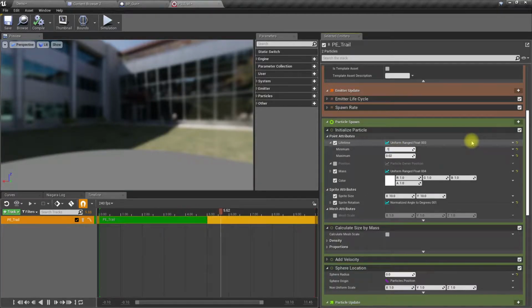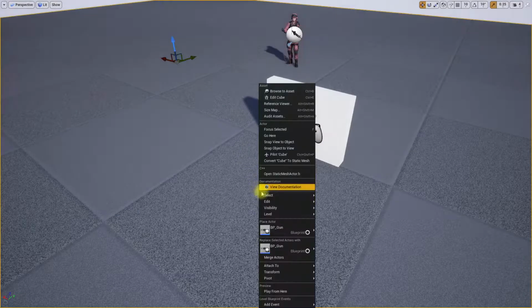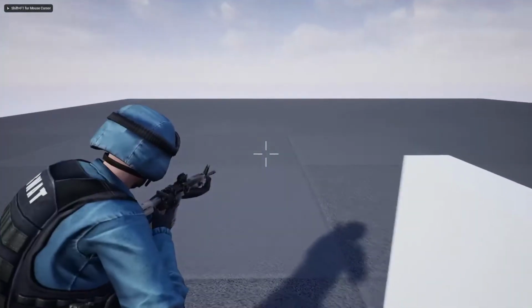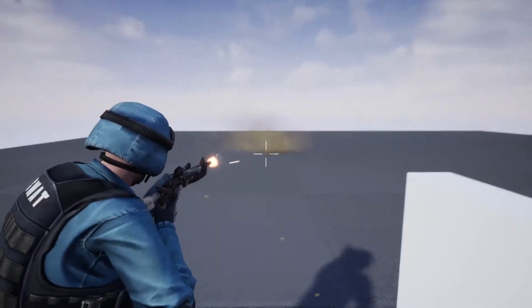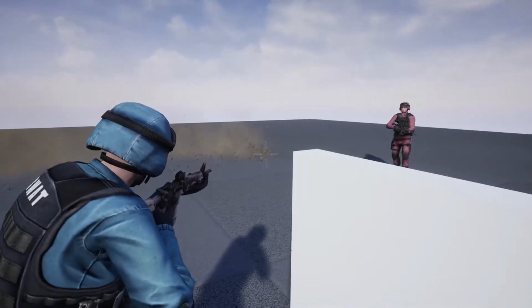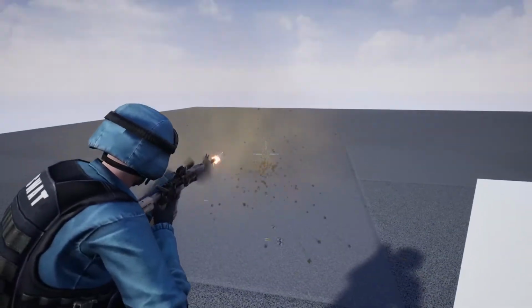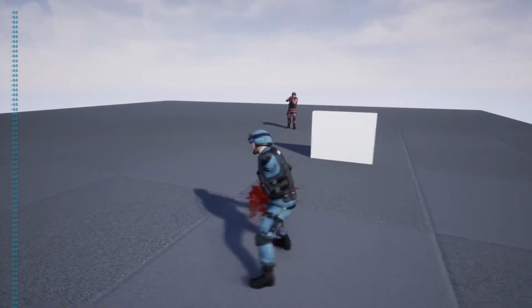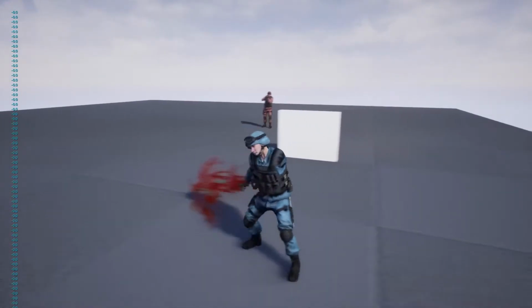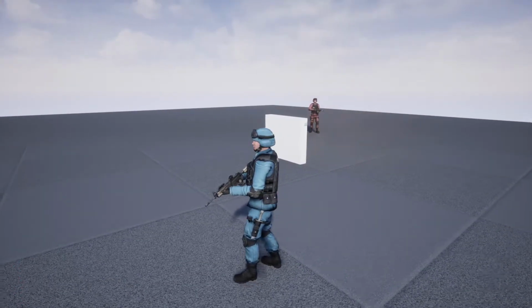So if I make this, instead of 0.02, if I give this ribbon a 0.1 lifetime, then you can see the trail is more visible like that. But still that doesn't look very good. Okay, so now we can see that from the character a little bit better, but it's still not enough.